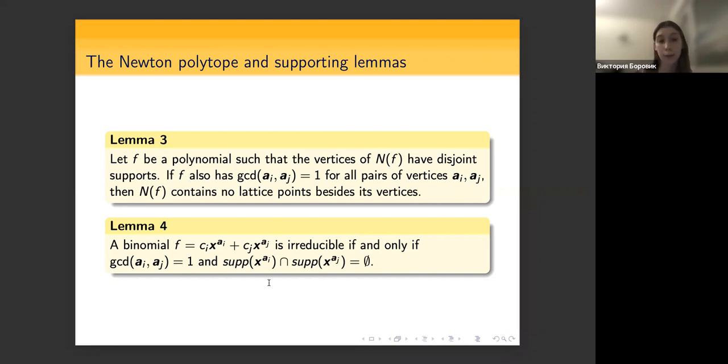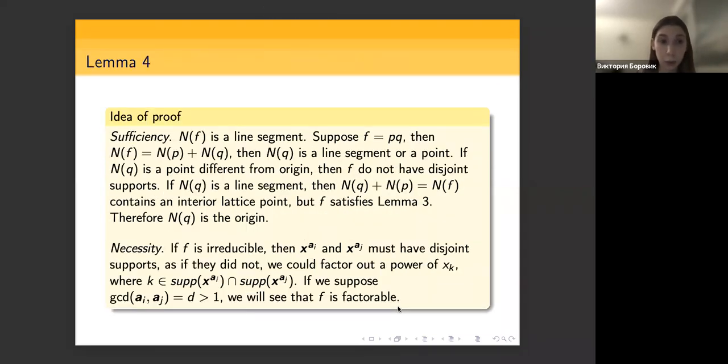And also I have lemma 4: a binomial is irreducible if and only if it is disjointly supported, and also the greatest common divisor of its exponent vectors equals 1. And what about lemma 4? I will give an idea of the proof. So we can prove sufficiency.